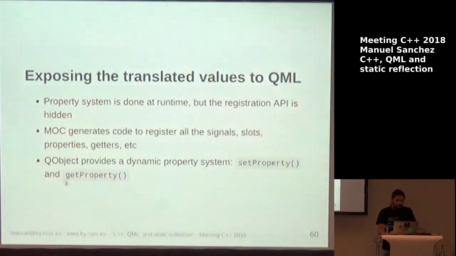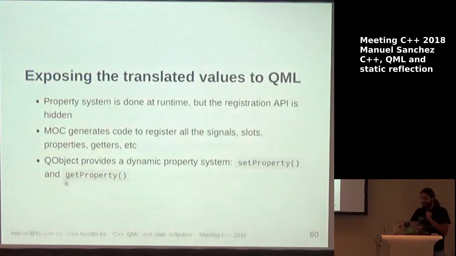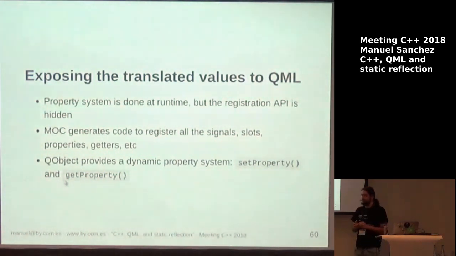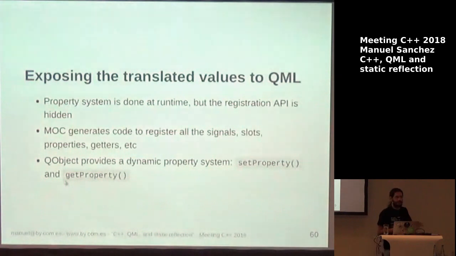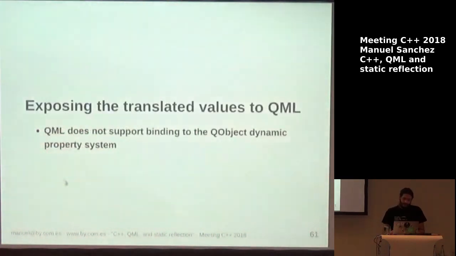But the API to register new properties dynamically is not exposed to the user. It's only used by the generated code that Qt runs and generates by running the MOC tool. Okay, so it's not exposed at all. But QObject provides a dynamic property system by the means of just a couple of functions, setProperty, property, that take a value and a key and give you the value or set the value. But QML does not support binding to that property system.